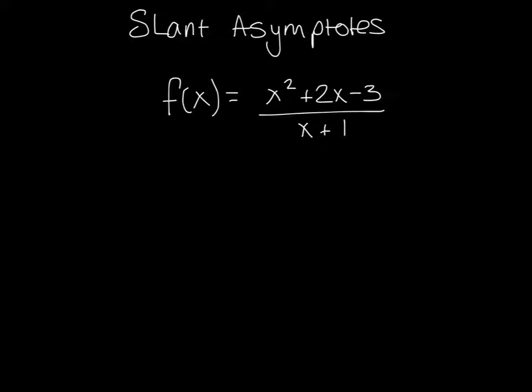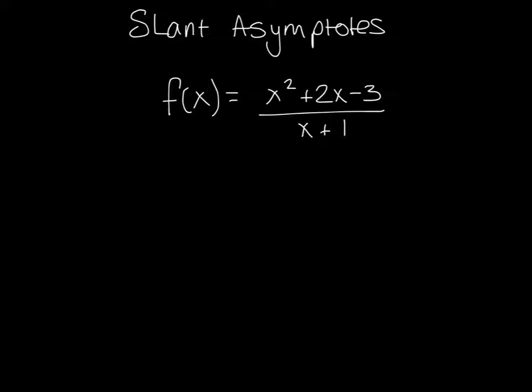So there's another kind of asymptote called a slant asymptote. We've talked about the vertical asymptotes that go up and down. We've talked about the horizontal asymptotes that go across. But what about an asymptote that goes sideways? That's called a slant asymptote. And so here I have a function, and we want to figure out what is the slant asymptote.